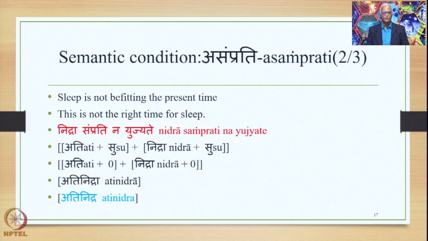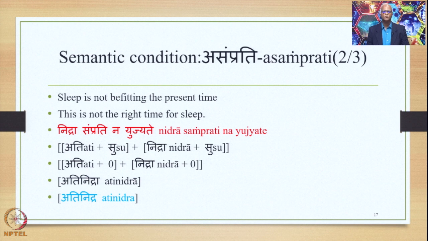Let us look at the example. The meaning to be conveyed is sleep is not befitting the present time. What it actually means is that this is not the right time for sleep. So we have nidra samprati nayujyate as the laukika vigraha. And then we have the alaukika vigraha, namely ati plus su plus nidra plus su. So asamprati is expressed by the avyaya ati.